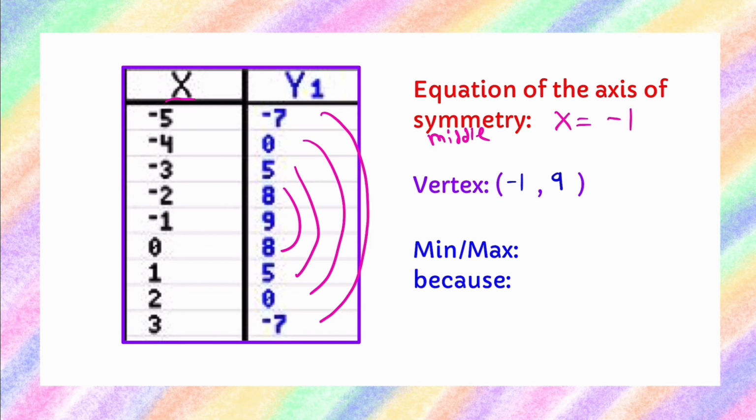This is a tricky one. Is this going to be a minimum or a maximum? And how do you know? This is a maximum. 9 is in the middle. It's the highest point there. 9 is the highest y value.